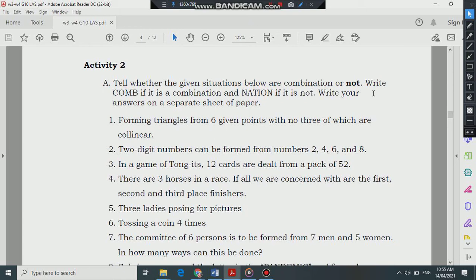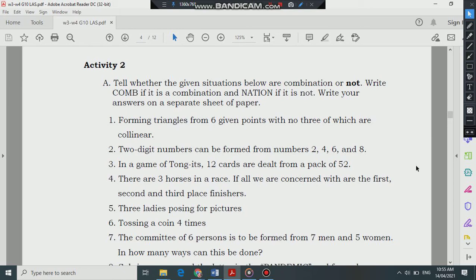Please refrain from simply copying the answers from the answer key without even understanding each of the statements. Use your answer key as your guide to why the answers are like that, but do not just simply copy and write it on your paper and submit it to us without even trying to understand each of the items in the activities. So, let us try to understand each one of these, which one is a combination and which one is not.